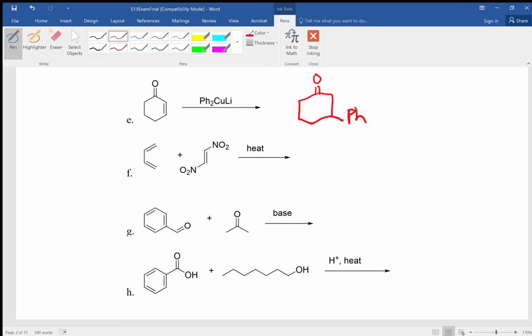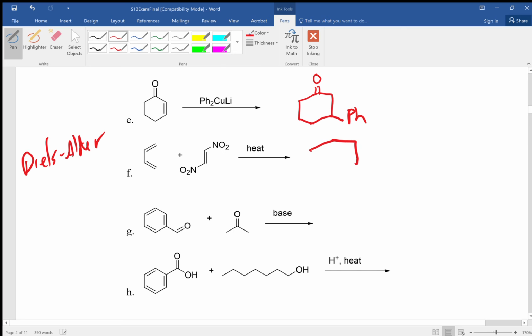Part F is the reaction of a diene with an alkene. We know that that's a Diels-Alder reaction. So we get our 6-membered ring with the double bond. And then because those two nitro groups are trans in the starting material, they will end up trans to each other in the product.